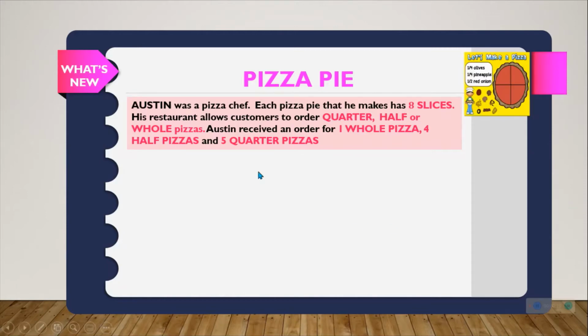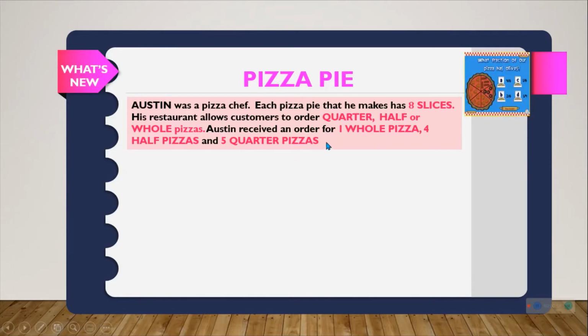So pizza pie. Austin was a pizza chef. Each pizza pie that he makes has 8 slices. His restaurant allows customers to order quarter, o yung hinati sa 4 lang, or half, or whole pizza. Pero lahat yung nahihiwa ng 8. Kaya lang yung iba, 2 slices lang yung in-order, yung iba 4 slices or half, yung iba naman buong pizza.